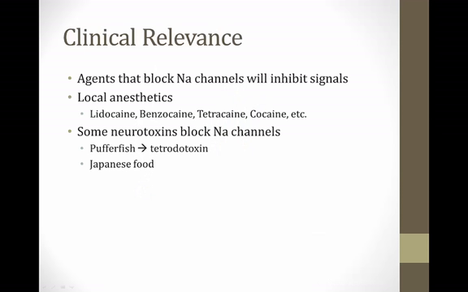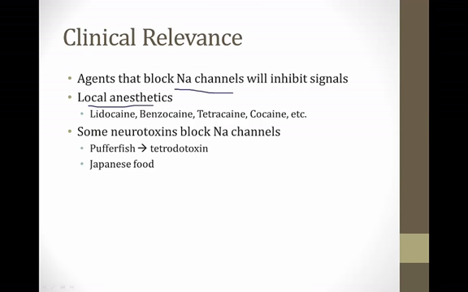The clinical relevance of this is that agents that block sodium channels will inhibit the depolarization of neurons, and that's how local anesthetics work. Drugs like lidocaine, benzocaine, tetracaine, and cocaine all block sodium channels, and they make it harder for neurons to depolarize. There are also some neurotoxins found in nature that block sodium channels.